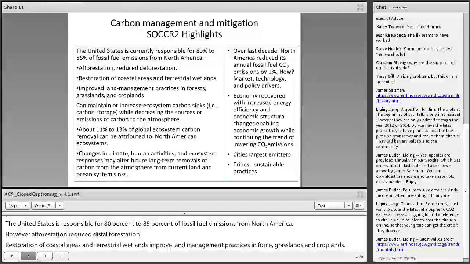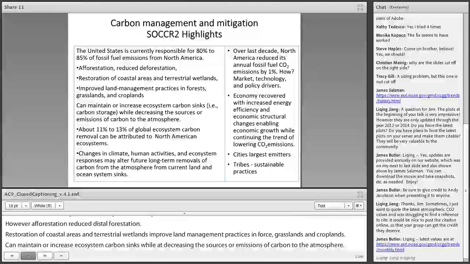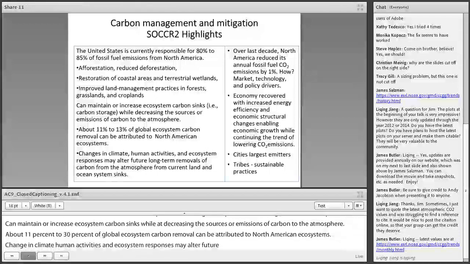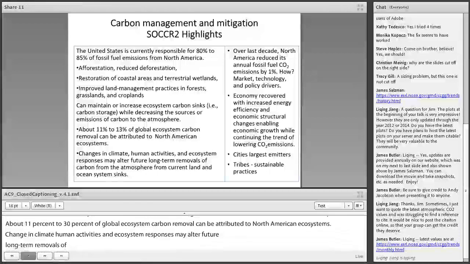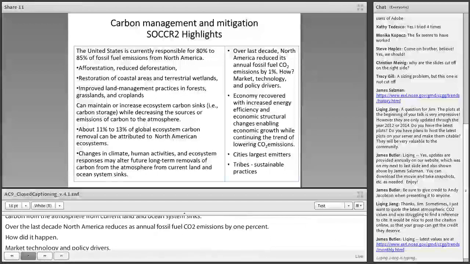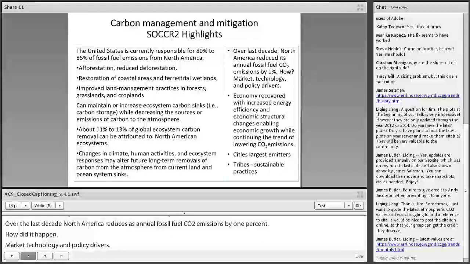Globally, about 11 to 13% of ecosystem carbon removal, or sequestration, can be attributed to North American ecosystems. Over the last decade, North America alone reduced its annual fossil fuel carbon dioxide emissions by 1%. How did that happen? Through improvements in market technologies and policy drivers. And the economy recovered with increased energy efficiency in the last few years, and we were also able to reduce our CO2 emissions in spite of that.